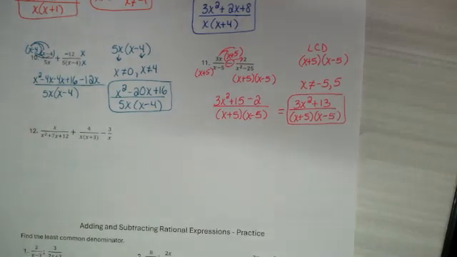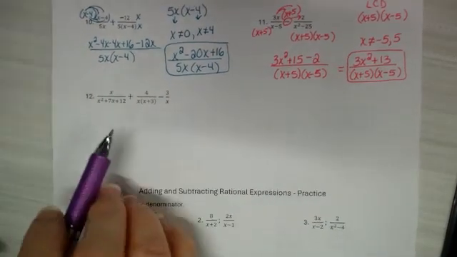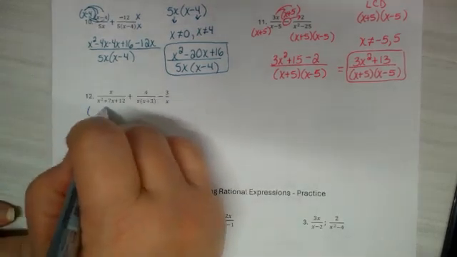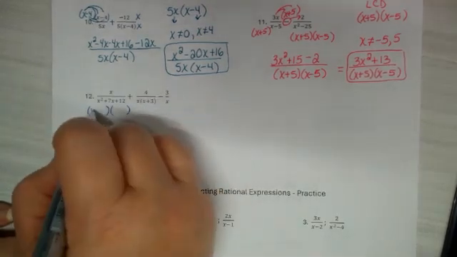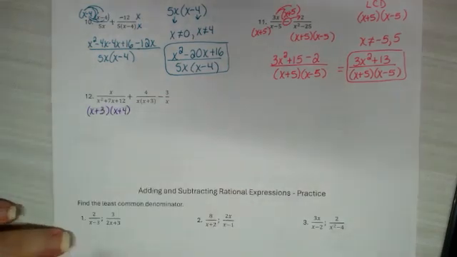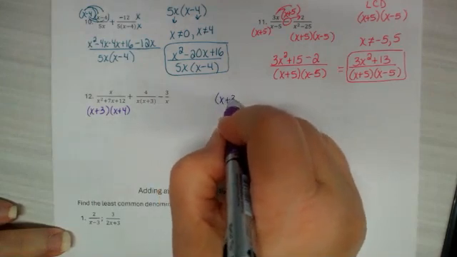And one more. This looks like a doozy. We can do it. We can do what we've learned. Well, I need to factor this first one. What are factors of 12 that add up to 7? I'm going to go with 3 and 4. So let's write that down. Just take one of the denominators and write it down.